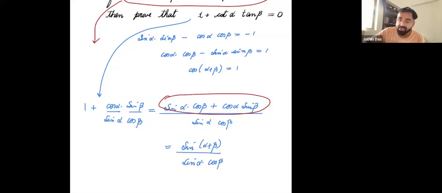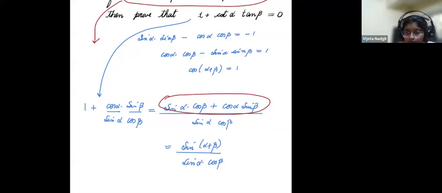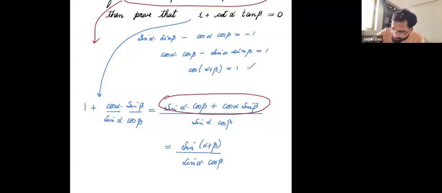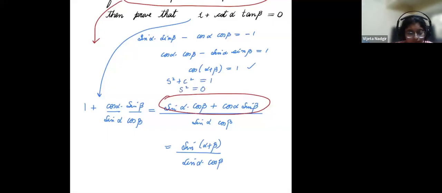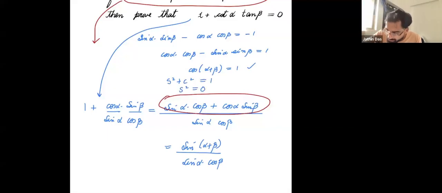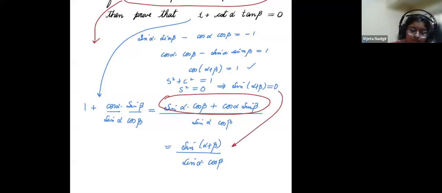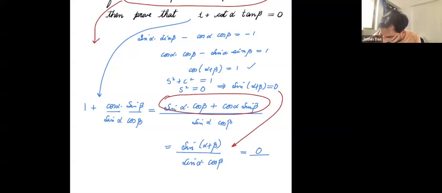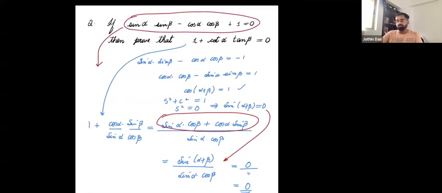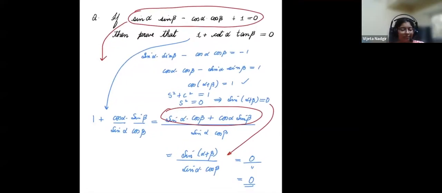But my question, if you know the cos of some angle, can you get its sine? If you know the cos, yes. So if cos is 1, then sin square plus cos square is 1, so sin square is 0. 0 has no negative or positive. So sin alpha plus beta has to be 0. So the numerator has to be 0. So 0 by whatever is 0.